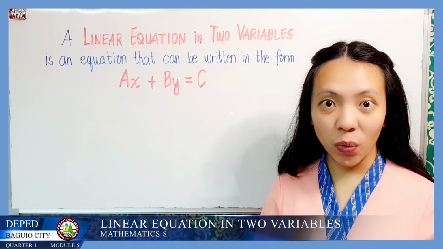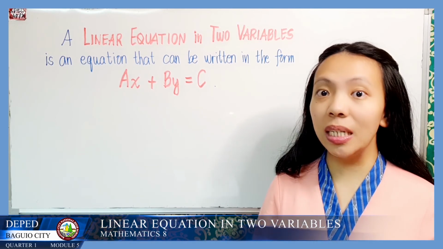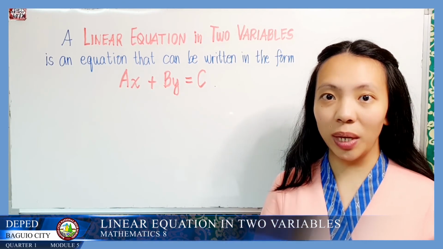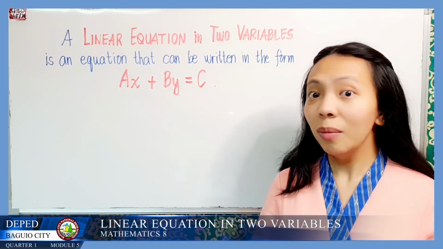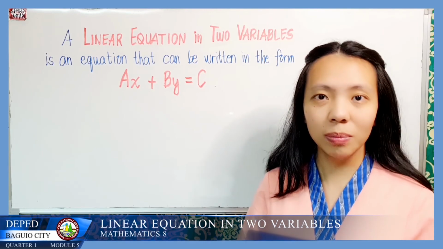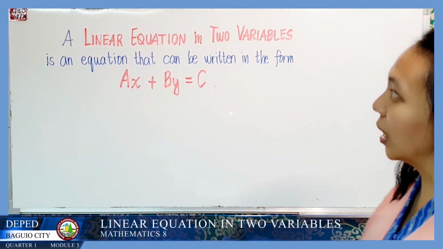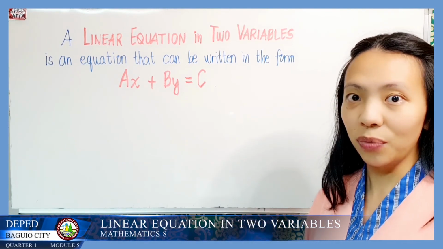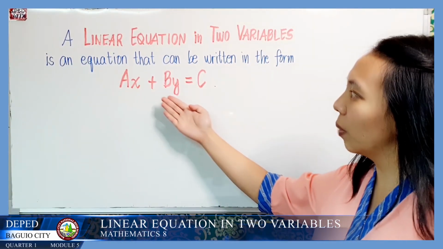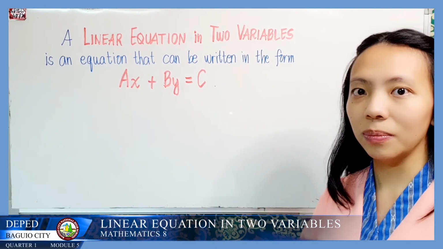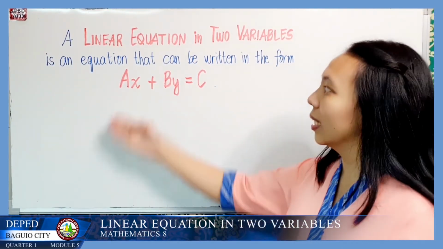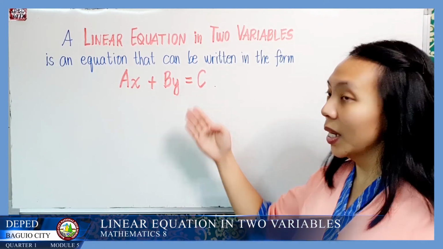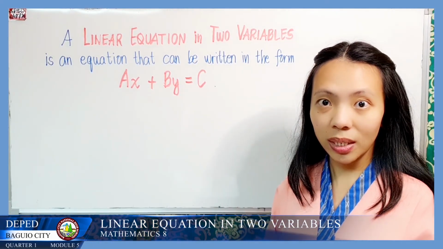The rectangular coordinate system is used in determining the slope of a line and in graphing linear equations in two variables. But what are linear equations in two variables? A linear equation in two variables is an equation that can be written in the form ax plus by is equal to c. Take note that a, b, and c must be real numbers.